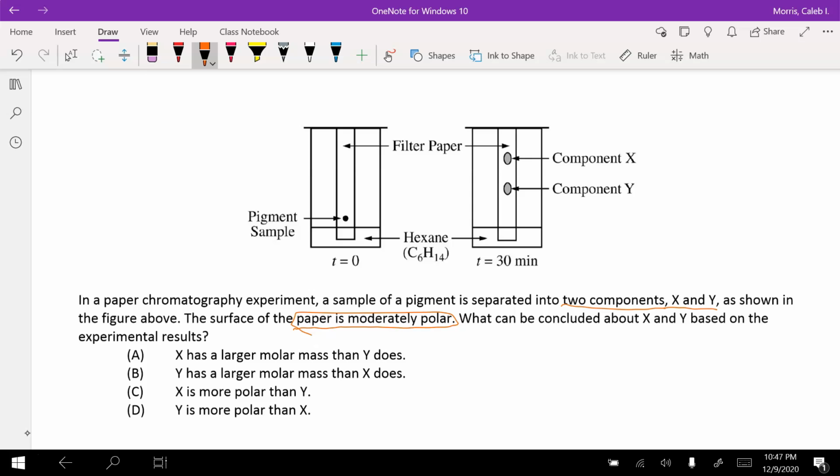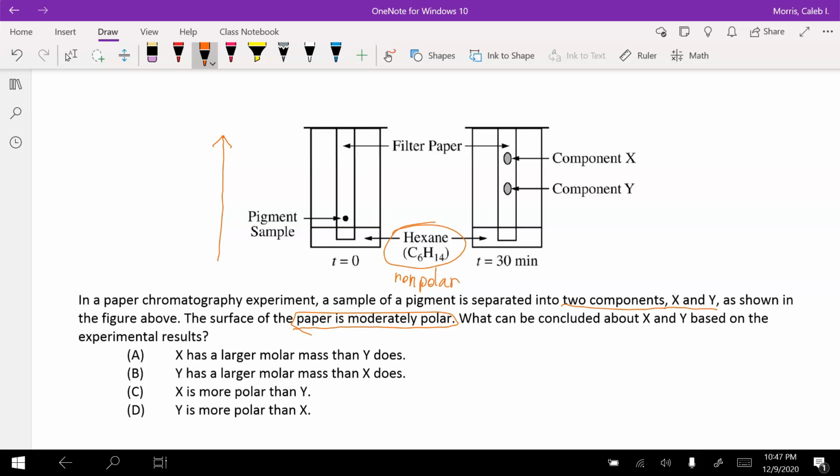So first of all, if the paper is moderately polar, and then we've got hexane as the liquid at the bottom, you can see this hexane here. One thing you need to know about hexane is that it is nonpolar. And the direction of flow of hexane is going to be up the paper. So that's the direction of flow that we have. The mobile phase is moving up the paper. We've got that little dot of ink, or the pigment, and it is going to be carried up the paper at a different rate.